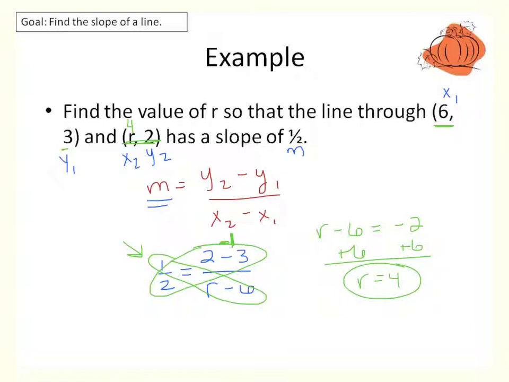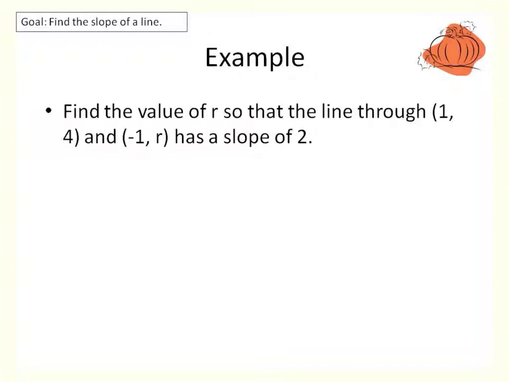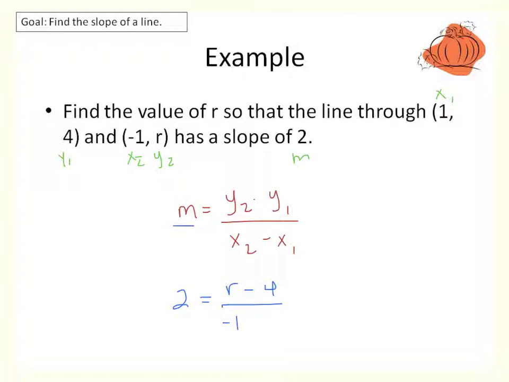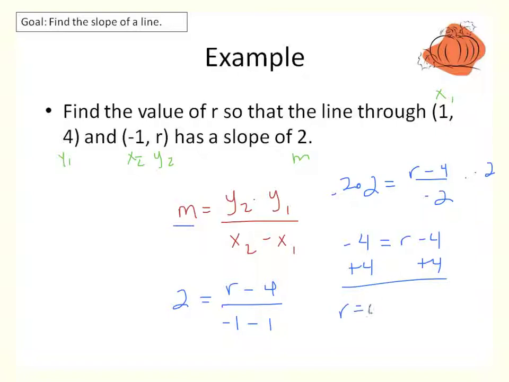One more example. Same deal, find the value of r for the line through these 2 points. So again we have an x1, y1, and x2, y2, and we have an m. I would suggest you write out your equation, the entire equation. I know it gets boring, but write it out anyway. Okay, so m is 2, equals y2, which is r, minus y1, which is 4, over x2, which is negative 1, minus x1, which is 1. And you could simplify. This is going to be 2 equals r minus 4 over negative 2. Does that work? Negative 1 minus 1 is negative 2. Multiply each side by negative 2. Negative 4 equals r minus 4. Add 4, I get r equals 0.